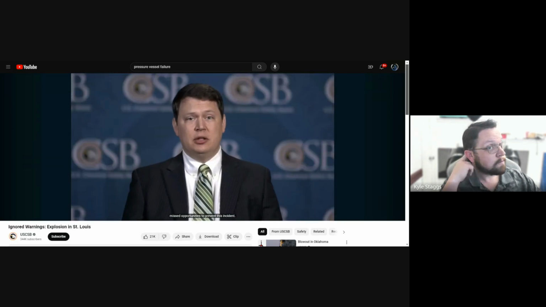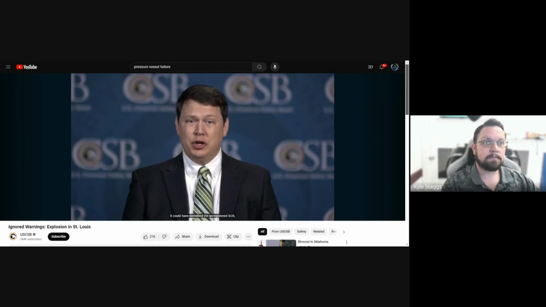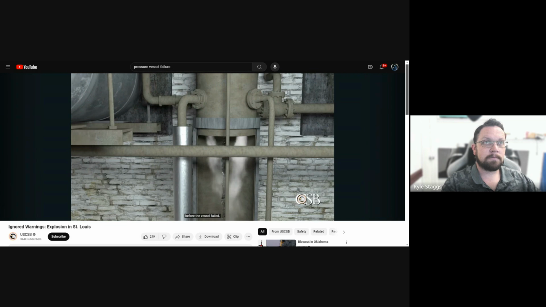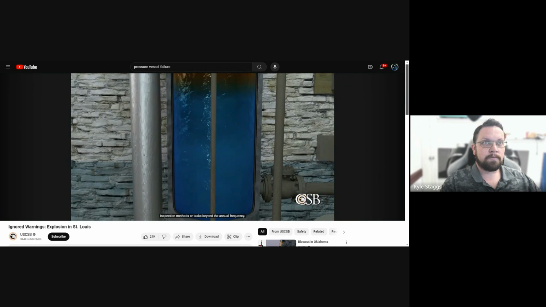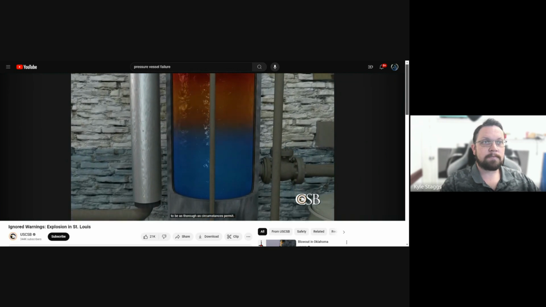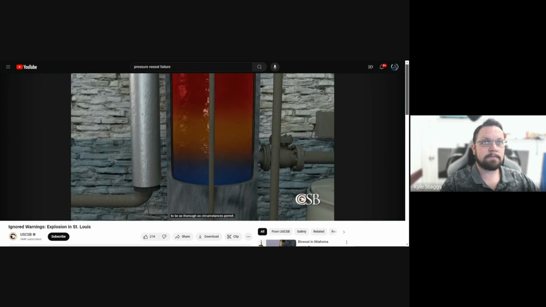Unfortunately, the city of St. Louis missed opportunities to prevent this incident. Had the city performed more regular inspections of the Loy Lang steam system, it could have identified the unregistered SCR, sealed it from operation, and ensured its inspection, potentially catching the corrosion hazard before the vessel failed. At the time of the incident, despite requiring an annual inspection by city inspectors, the city code offered no specific guidance on inspection methods or tasks beyond the annual frequency. The inspections were specified to be as thorough as circumstances permit.